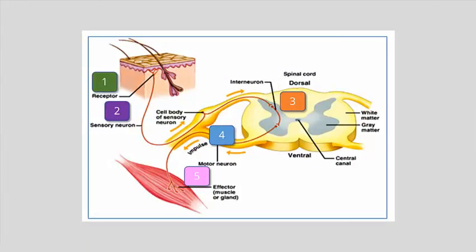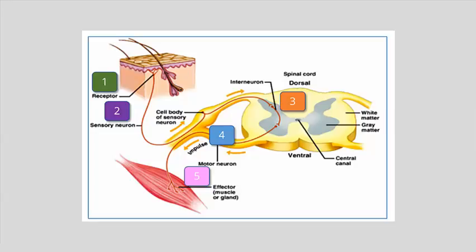Here we have an image of a reflex arc. Number 1 is the sensory receptor. It's either the dendrite at the distal end of the sensory neuron or an associated sensory structure. Number 2 is the sensory neuron. Nerve impulses travel from the sensory receptor along the axon of a sensory neuron toward the axon terminals that are located in the gray matter of the spinal cord or brainstem.